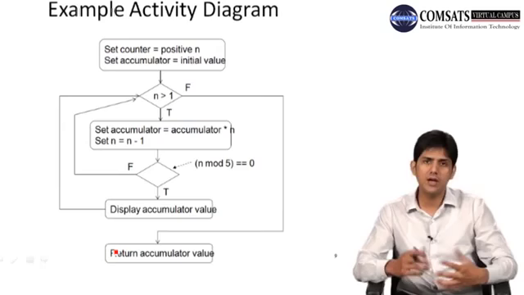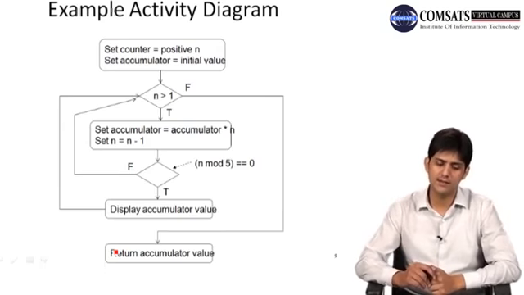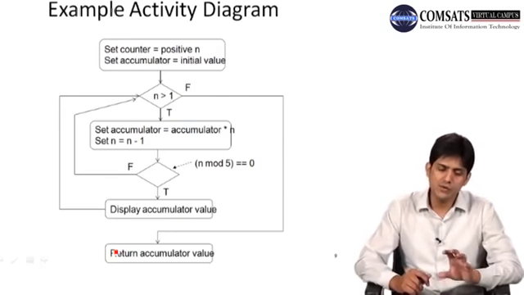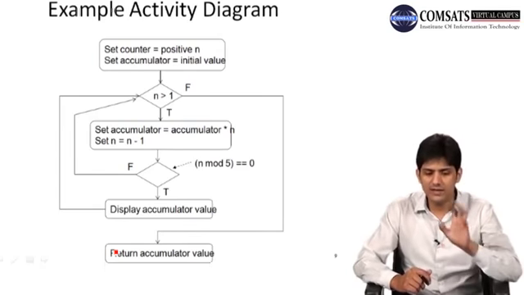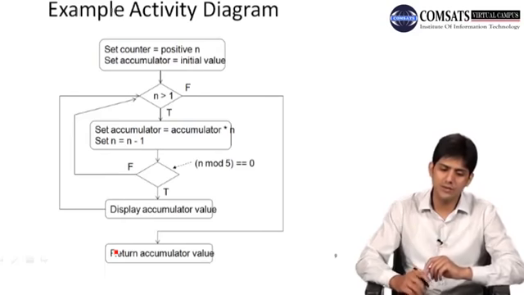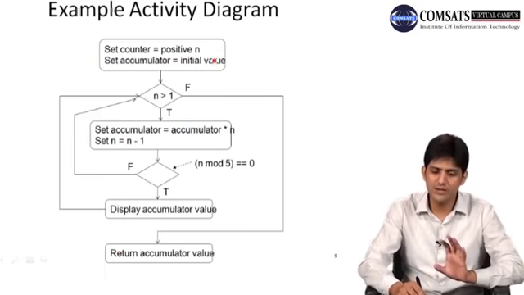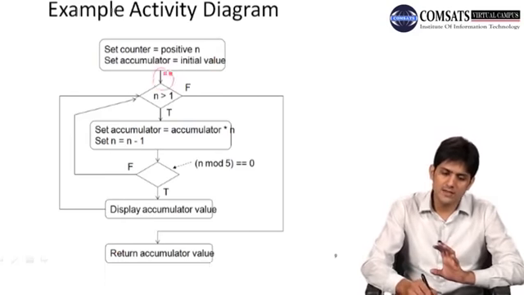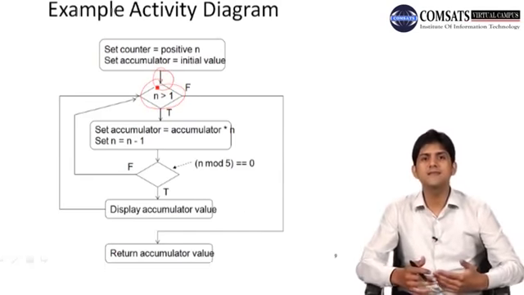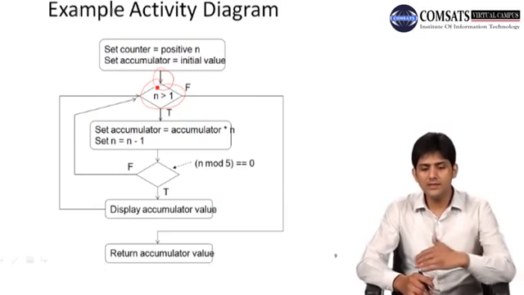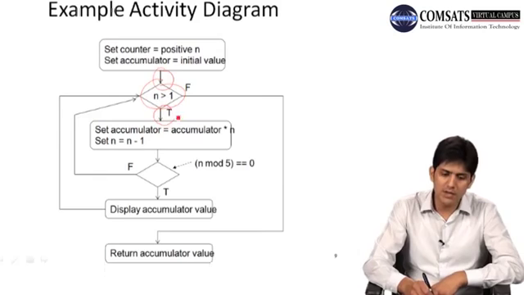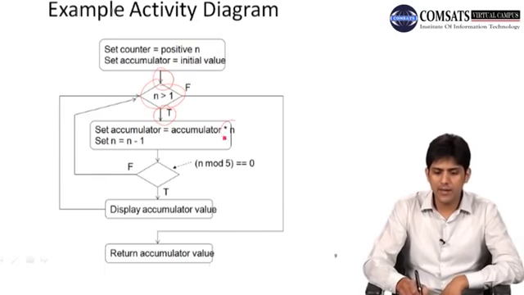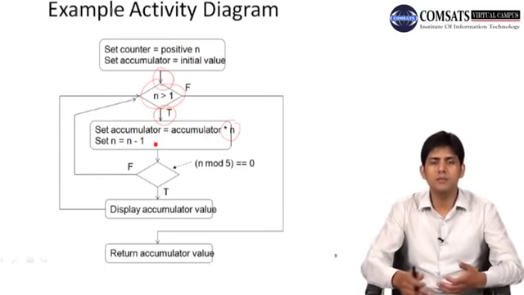So let's go through this activity diagram and see what are the things that are there in this activity diagram. So first of all, we can see that the first function is that we are setting the counter equal to positive n and setting accumulator equal to initial value. So we have two variables and we are giving them some values. Okay, and then you can see a transition from here to the decision box, and this decision box has a condition that if n is greater than 1, then what we are doing, we are multiplying the accumulator by n, and we are setting n to n minus 1.